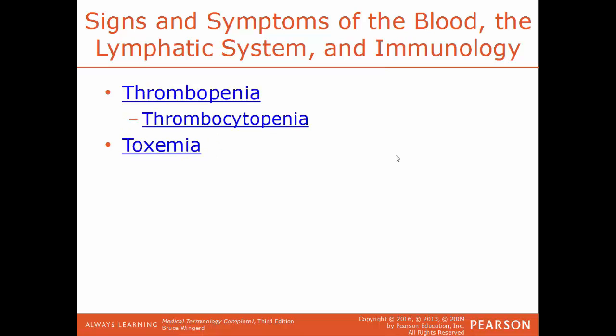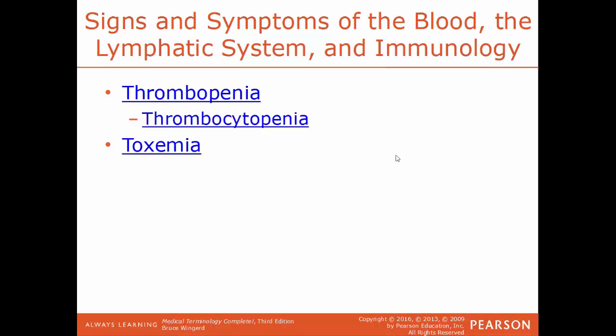Thrombopenia. This is an abnormal reduction of the thrombocytes or platelets. And platelets are critical so your blood is able to clot during an injury. This condition can also be indicated by the term thrombocytopenia. Both of those terms reference the same condition, the abnormal reduction of thrombocytes, or the abnormal reduction of platelets.